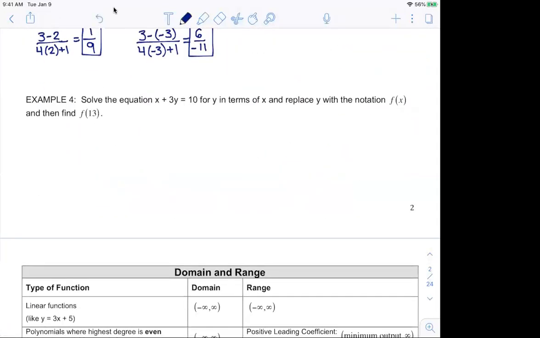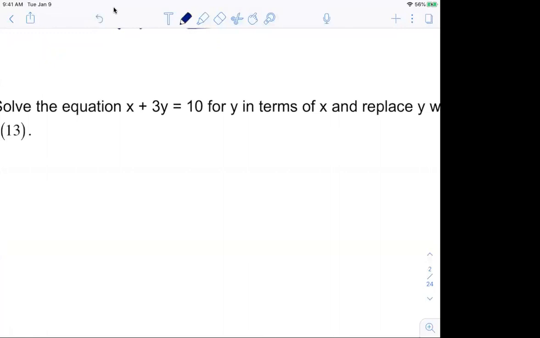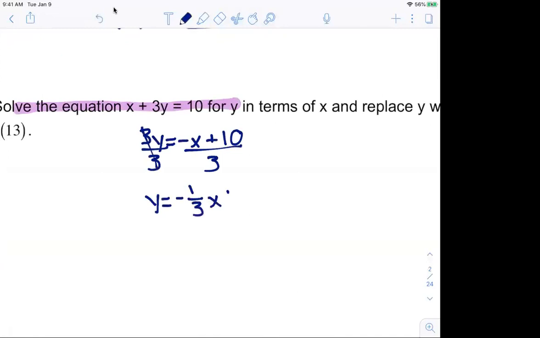Let's go ahead and try number 4. It says solve the equation for y in terms of x and replace y with the notation f of x and then find f of 13. So let's start with just solving for y and then we'll interpret the rest. To solve it for y, I would have to subtract x. And then I would have to divide everything by 3. So that's going to be y = -1/3 x + 10/3.